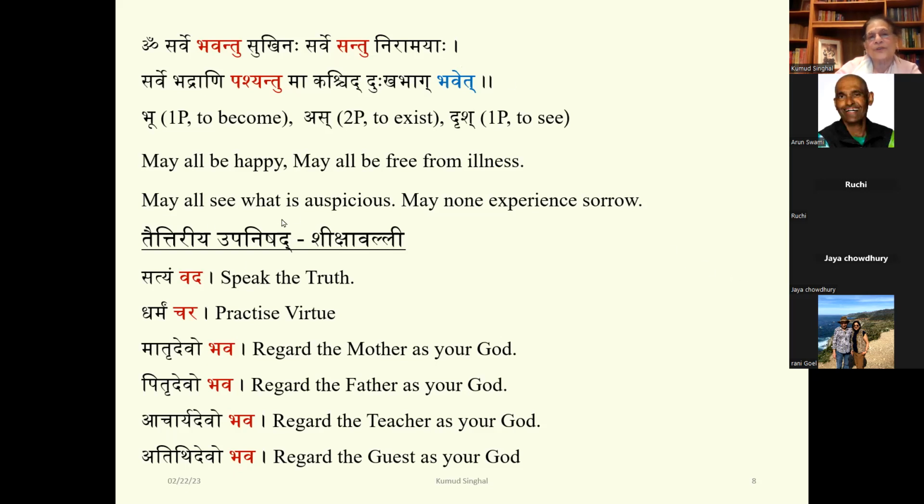In the Taittiriya Upanishad, if you remember the Shikshavalli section, you have all these: satyam vada, dharmam chara, matrudevo bhava. These are all Lot Lakara forms. Vada, chara, bhava. These are all Lot Lakara forms.